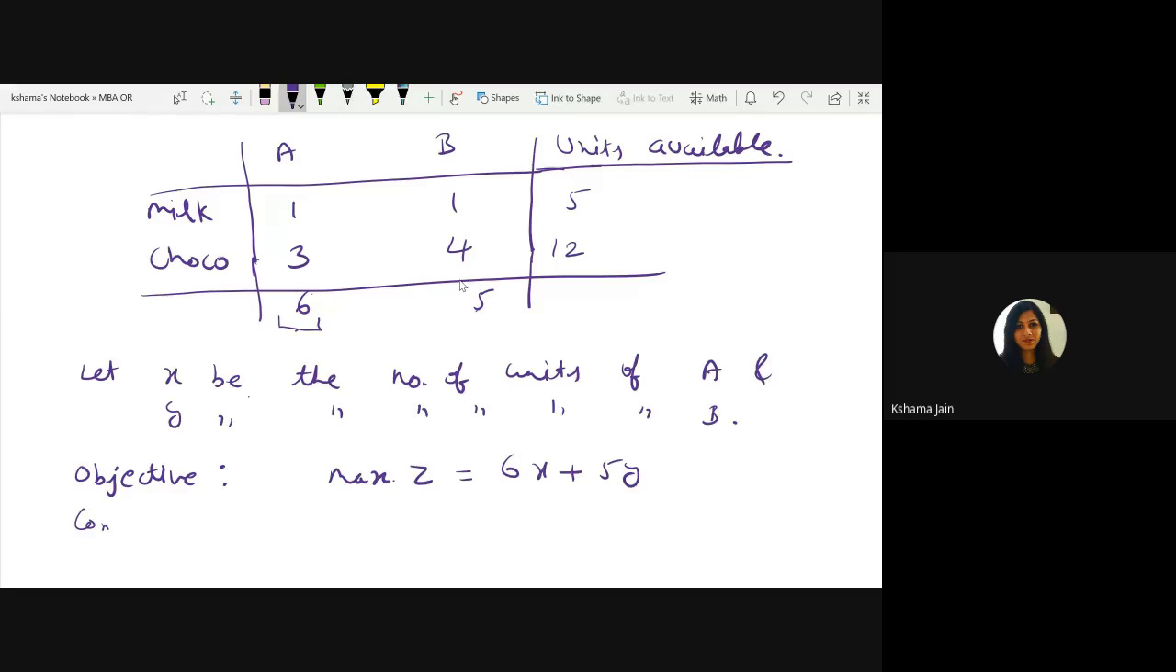Now, ma'am, here Z is represented by what, ma'am? Z is like, we are representing actually variables. So it's like our maximum profit actually. Okay, so Z is representing profit. Okay.